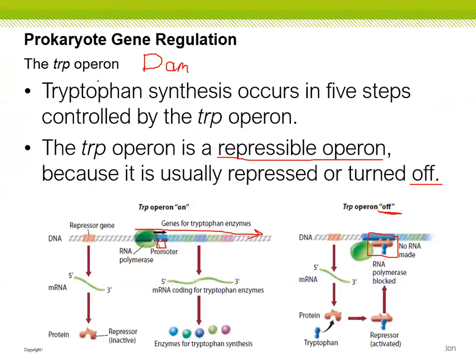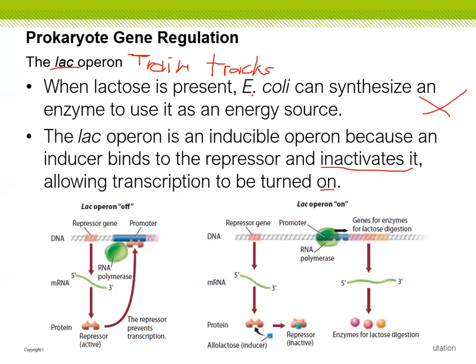So again, the trp operon is like a dam. It's normally closed, but you can open it. You remove that blockage, it opens. This is like train tracks. Normally traffic flows across it totally fine until you have those lights turned on.